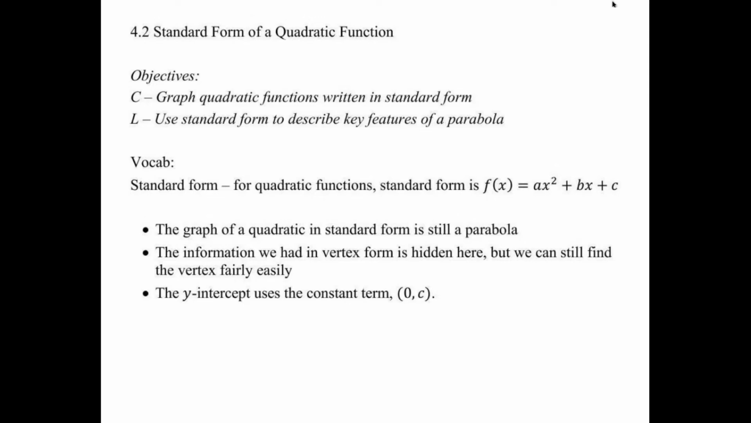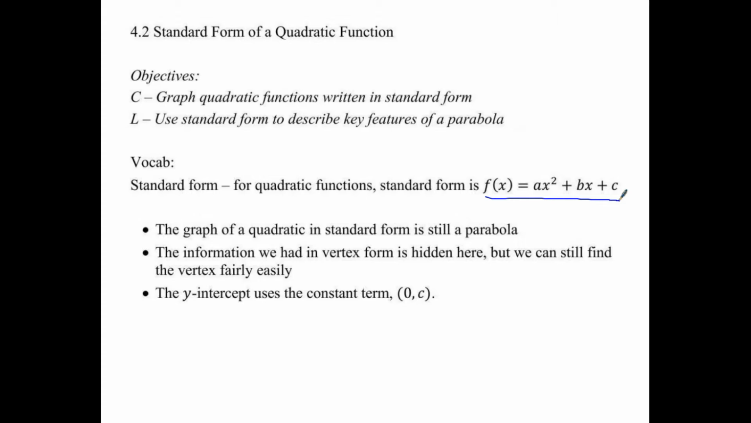So section 2 is standard form of a quadratic function. Section 1 was vertex form of a quadratic function. And actually in section 1 I pointed out what standard form looked like. It's f of x equals ax squared plus bx plus c, okay? And here it is listed right here for you again. F of x equals ax squared plus bx plus c.